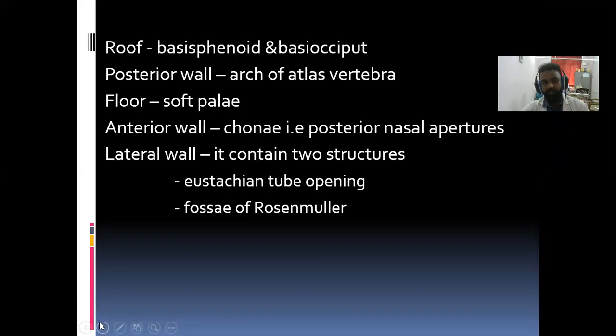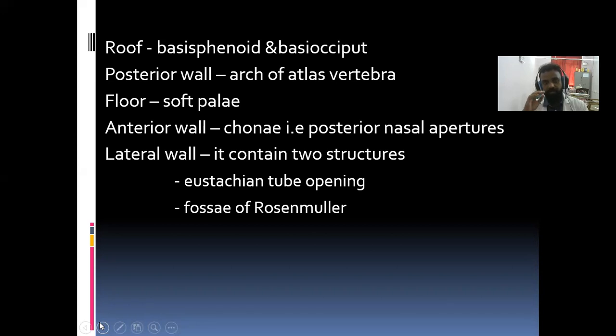The roof is formed by the basisphenoid and the base of the occiput. The posterior wall is the arch of the atlas vertebra. The floor is formed by the soft palate, and the anterior wall is the choanae, that is the posterior nasal apertures. The lateral wall contains two structures: the eustachian tube opening as well as the fossa of Rosenmüller.